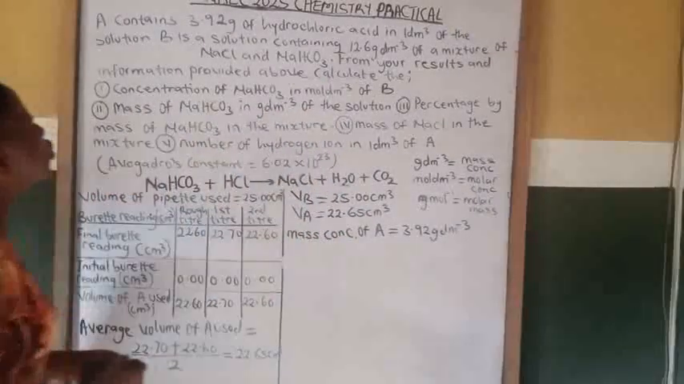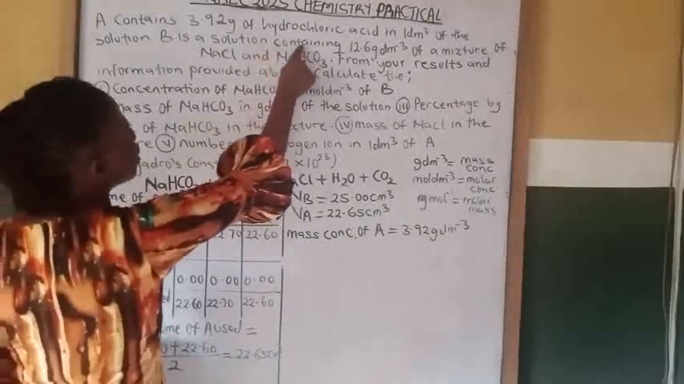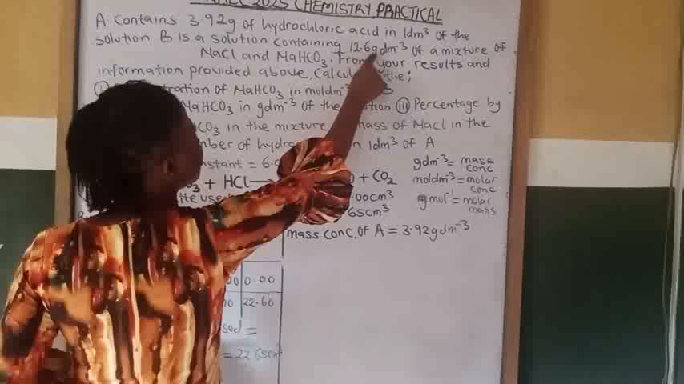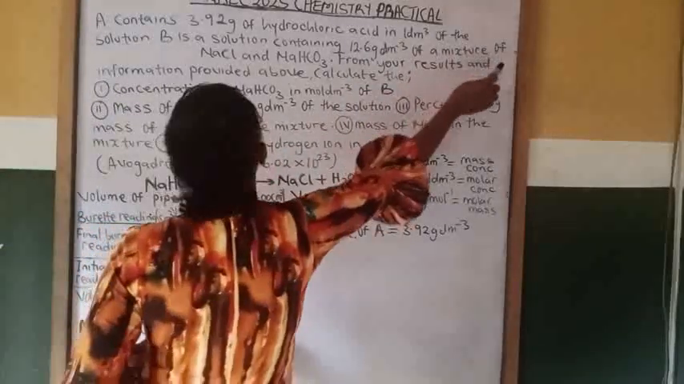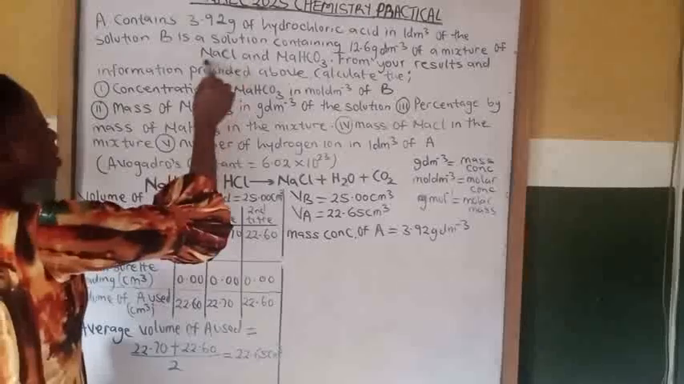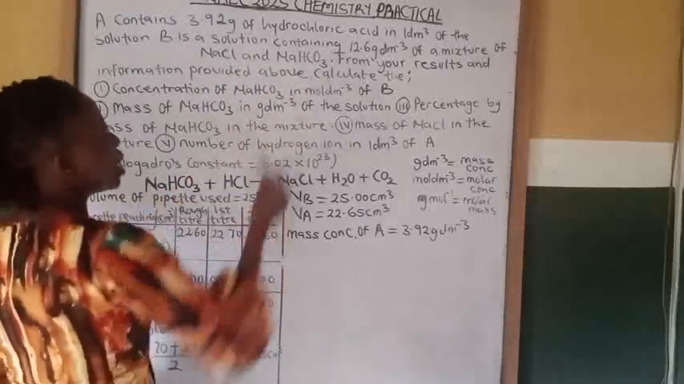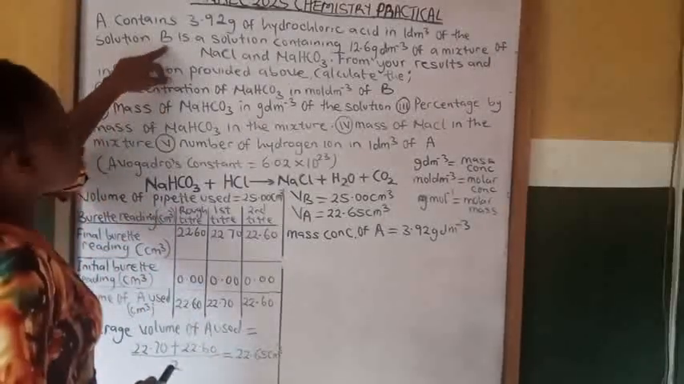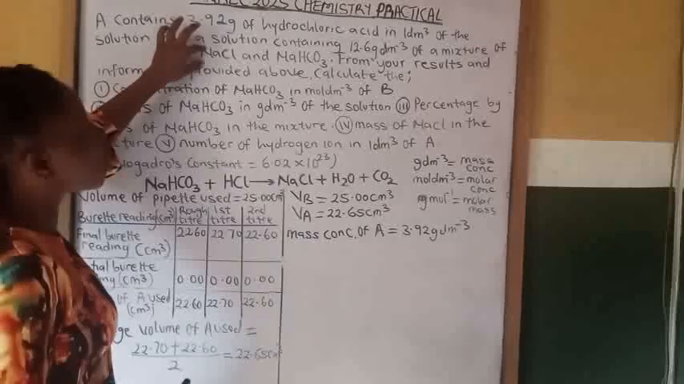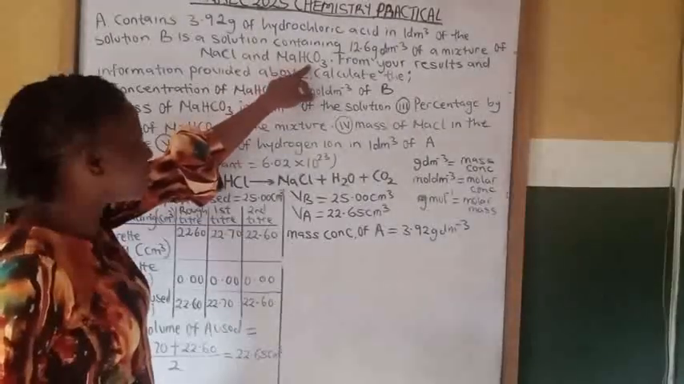Per dm cube. So let's read further. B is a solution containing 12.6 gram of a mixture of NaCl, that's sodium chloride, and sodium hydrogen trioxocarbonate. So that is, B consists of a mixture of sodium chloride and sodium hydrogen trioxocarbonate.